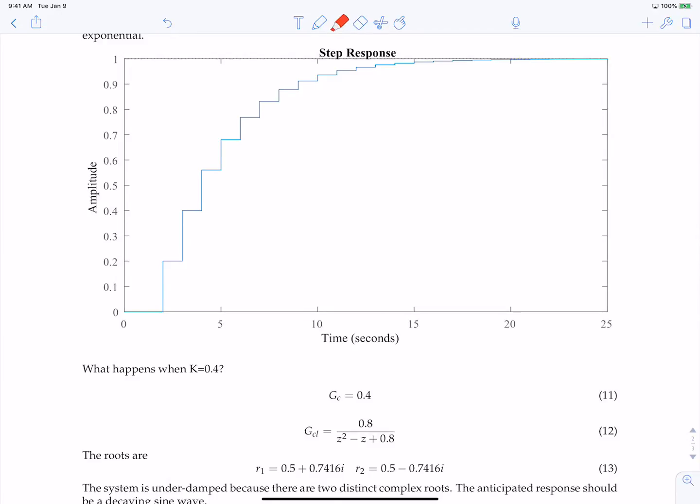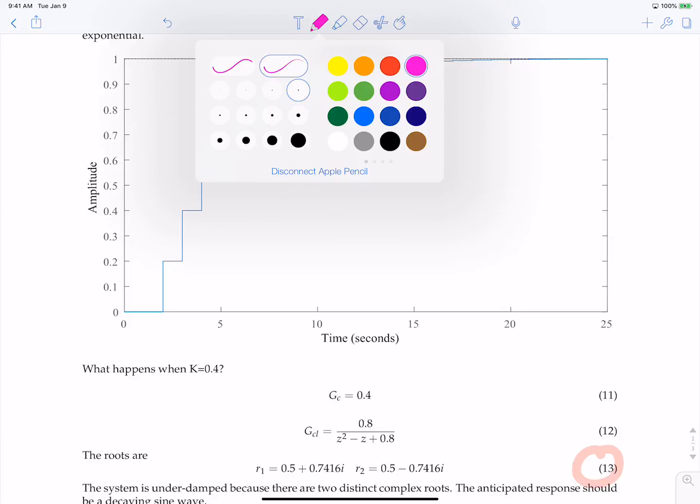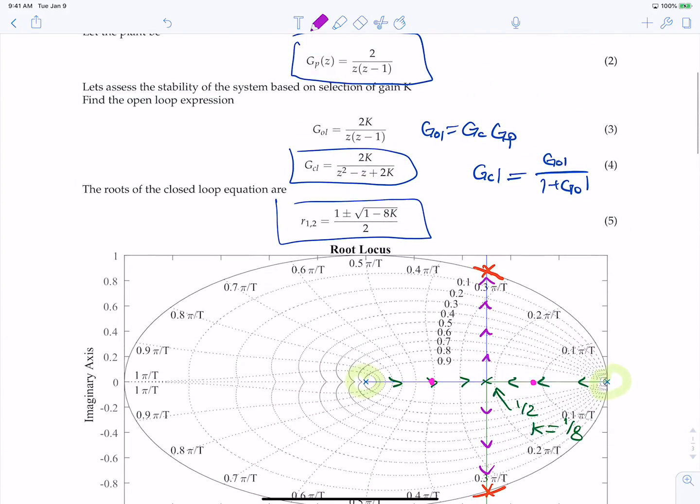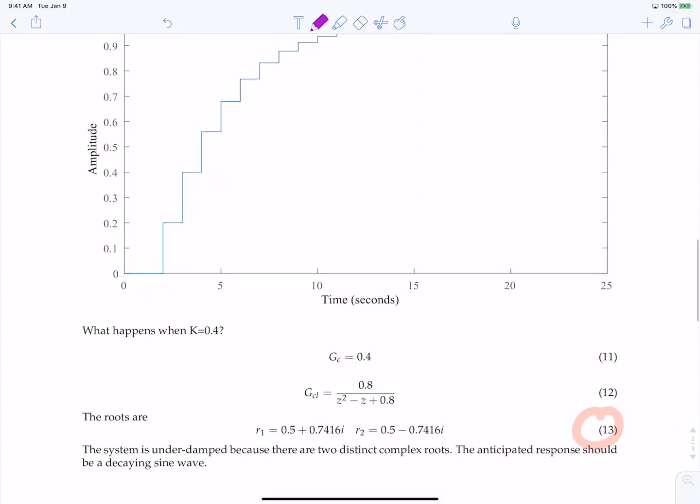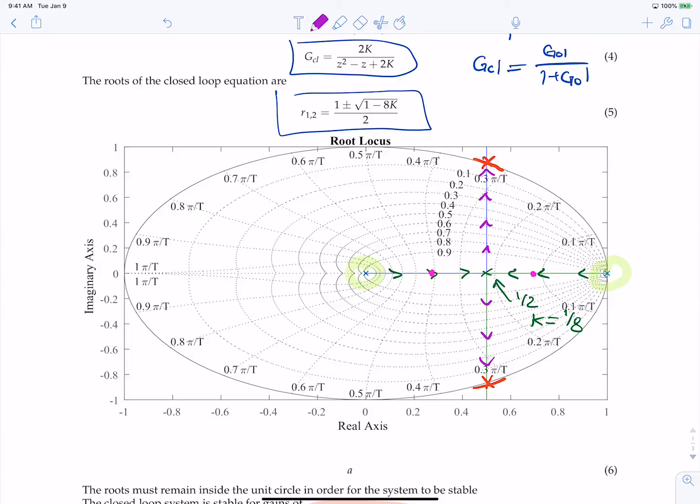Let's try 0.4. Now remember, once we go past 0.5, the system's unstable. So this is going to be close to being unstable. If we plug that in for a controller, calculate the closed loop response here in equation 12, and then essentially we calculate the poles, which are the roots of the denominator, what we get is equation 13. These are our poles. So we have 0.5 plus or minus 0.74j. Let's go look where those are. We'll do a different color here. Okay. So that's going to be somewhere right about here.